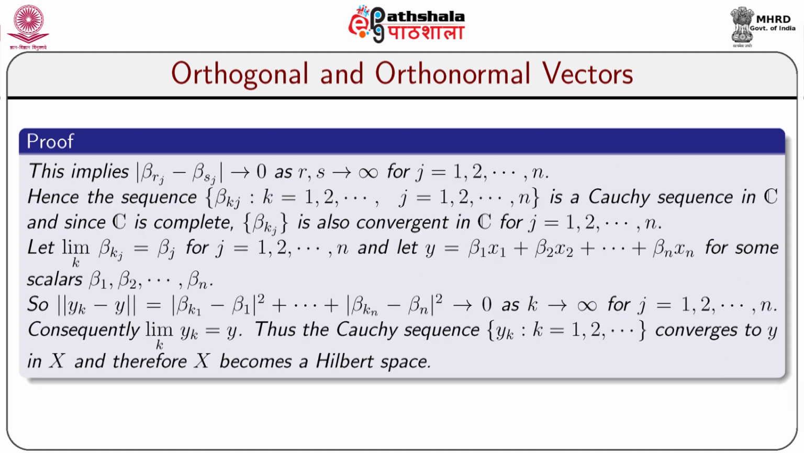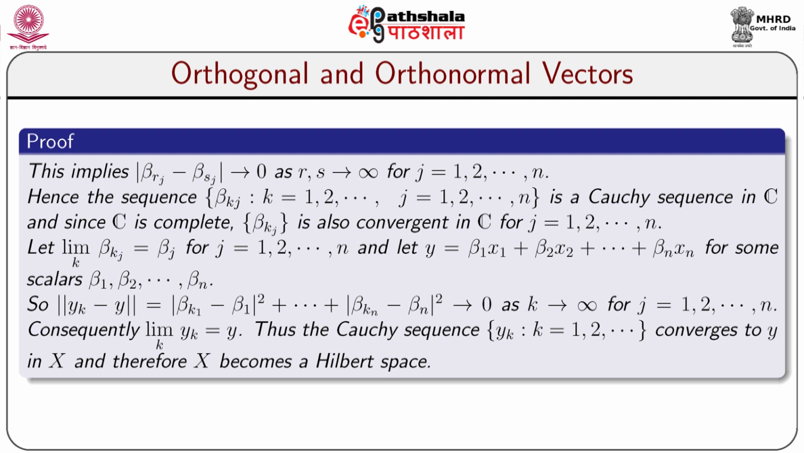This implies that modulus of beta rj minus beta sj tends to 0 as r comma s tends to infinity for j equal to 1 up to n. Hence, the sequence beta kj, where k equal to 1 and so on and j equal to 1 up to n, is a Cauchy sequence in C. And since scalar field C is complete, sequence beta kj is also convergent in C for j equal to 1 and so on. Let limit k beta kj equal to beta j for j equal to 1, 2 and so on, and let us take y equal to beta 1 x1 plus beta 2 x2 plus beta n xn for some scalars beta 1, beta 2, beta n, where beta j equal to limit k beta kj.